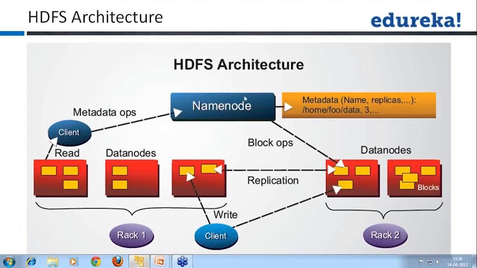Now we also see a term called replication here. As I told you earlier, to maintain fault tolerance on a Hadoop system, we replicate data. We maintain multiple copies of the same data on multiple data nodes. We'll understand how it is done.